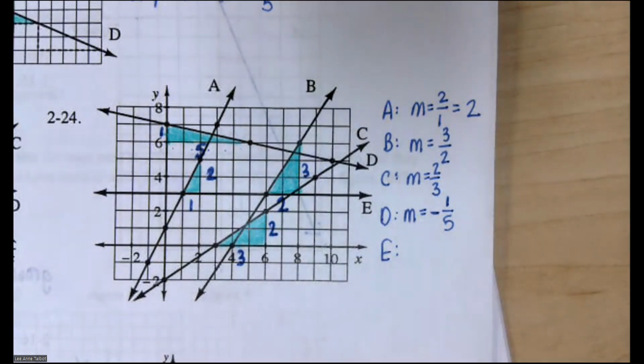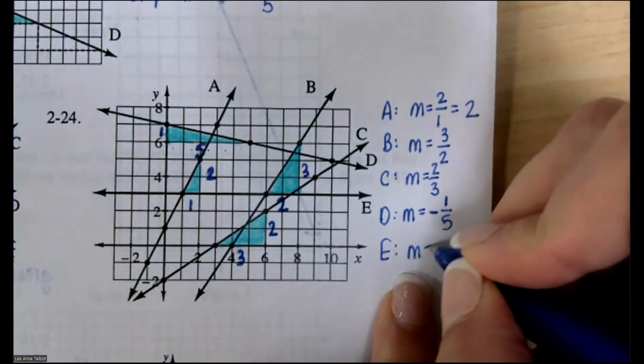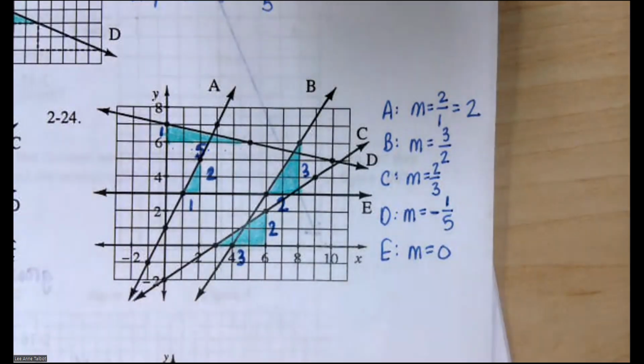Okay, last one for this. E is very interesting. E is flat. Okay, what is the change in height when there's no change at all? Zero. Okay, all horizontal lines have a slope of 0. And we'll talk about vertical later. But all horizontal lines have a slope of 0.